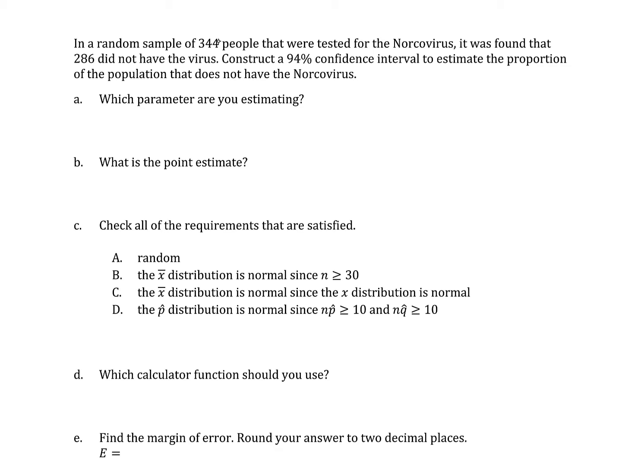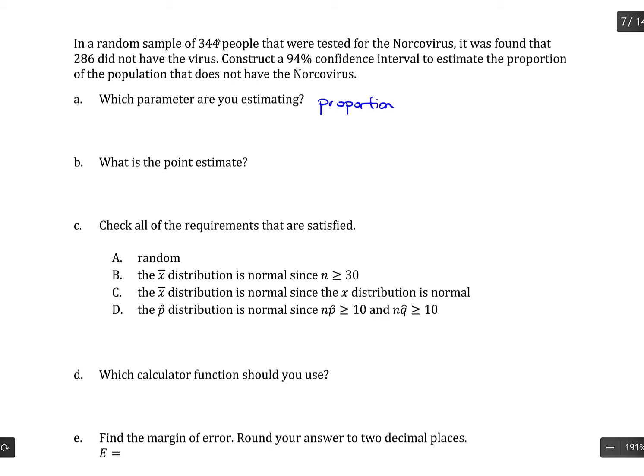So the parameters that we have are the mean of a sample, the mean of a population, the standard deviation of a population, the proportion of a population. These are the types of parameters that we have available to us thus far in the course. So the parameter that we're estimating is a proportion.